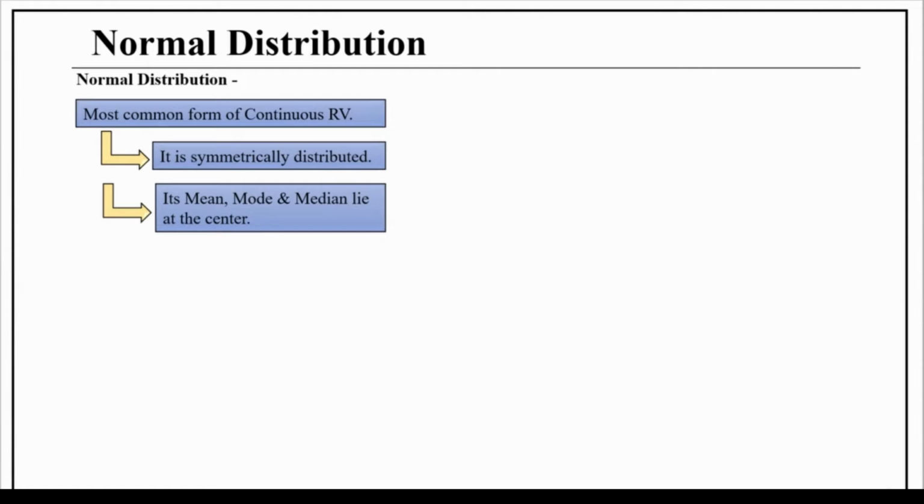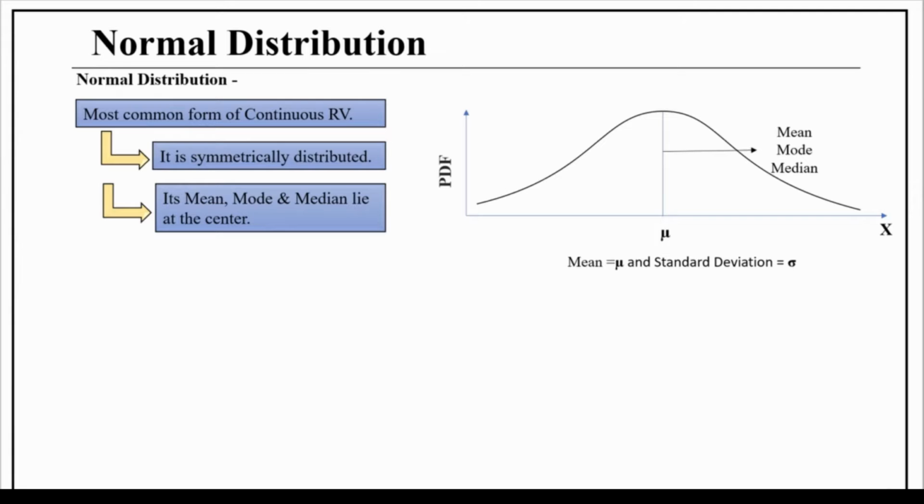Hello friends, welcome again. In this session we will cover normal distribution. It is the most common form of continuous random variable and it has two important points. The first one is it is symmetrically distributed. The second one is its mean, mode and median lie at the center. As you can see, this is a normal distribution with the mean, mode and median at the center, and its shape is like a bell curve.